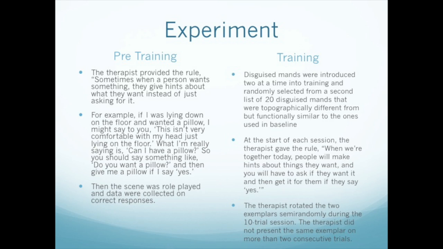What I'm really saying is, 'Can I have a pillow?' So you should say something like, 'Do you want a pillow?' and then give me a pillow if I say yes." Then the scene was role-played and data were collected on correct responses. Following 2 consecutive correct responses during role-play, the therapist initiated the training phase. Pre-training only included the role-play example with the pillow.